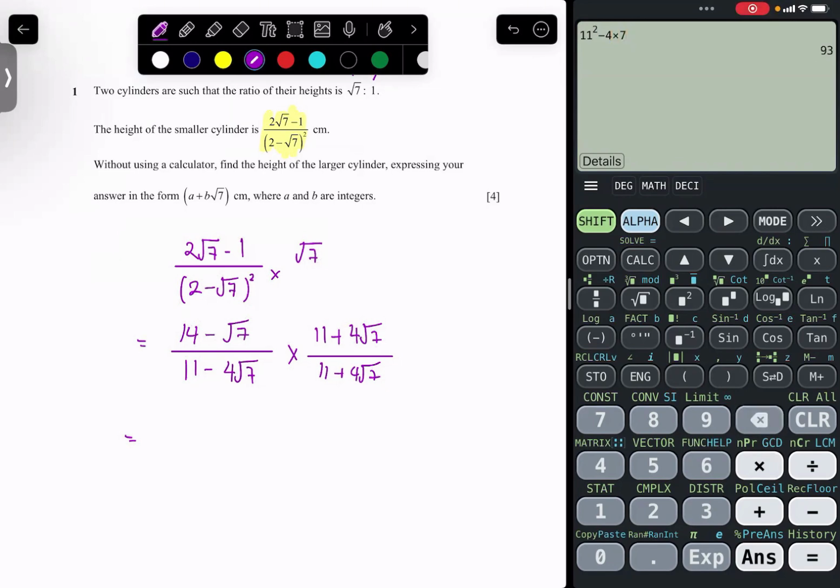So again, 11 squared minus (4 root 7) squared, so that will be over 9. Okay, so now we expand the numerator.